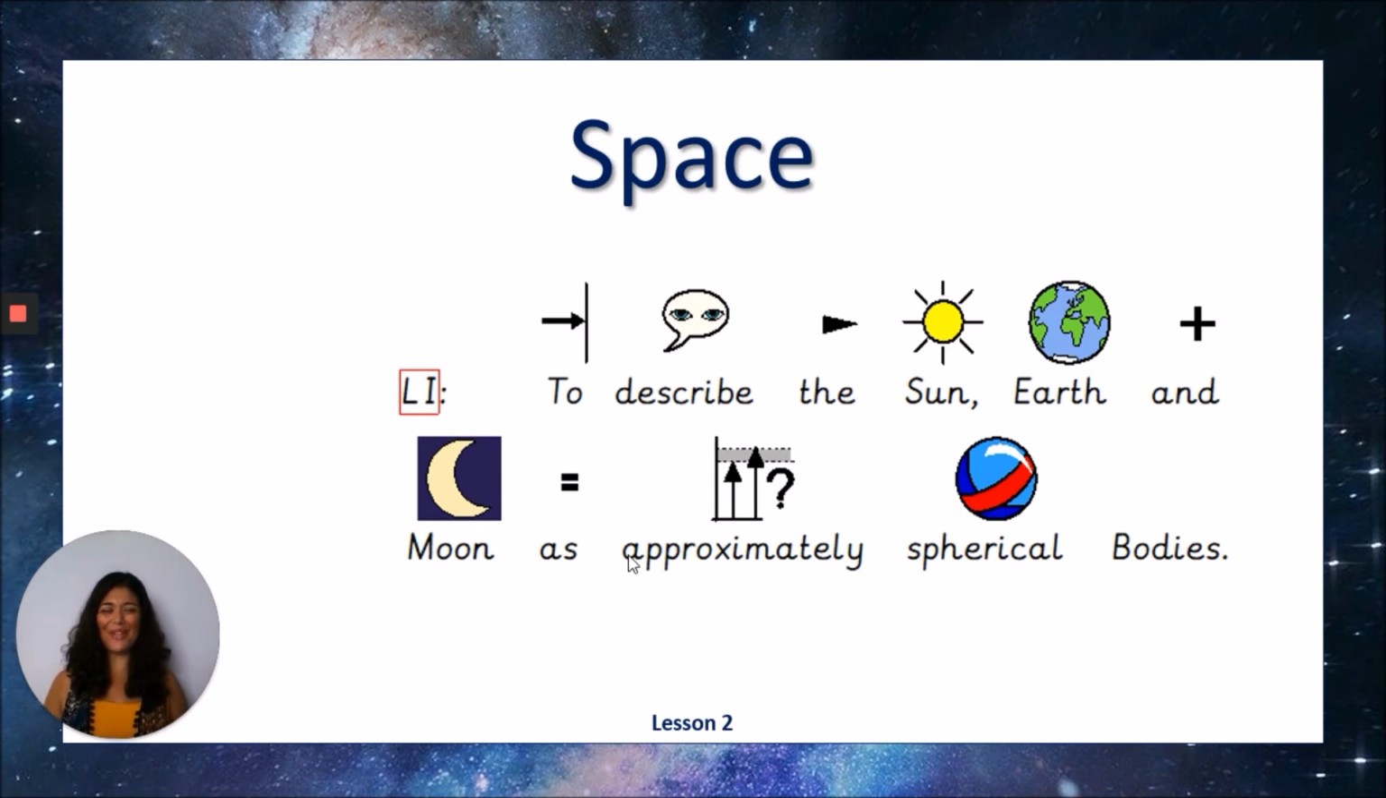Hi and welcome to lesson 2 on space. Yesterday we learnt all about the names of the planets. Our LI for today, our learning intention, is to describe the Sun, Earth and Moon as approximately spherical bodies. So in other words, to describe them as being round, being a sphere.